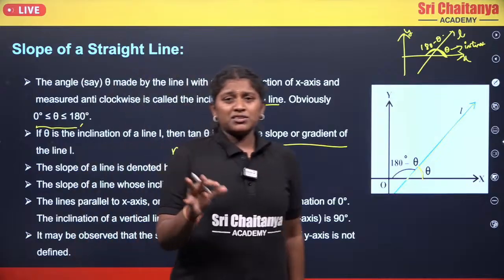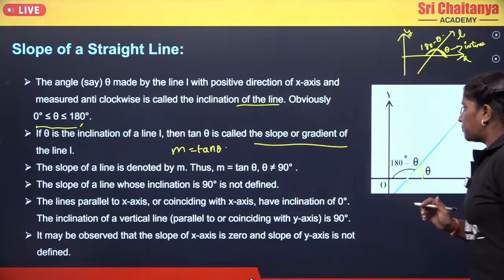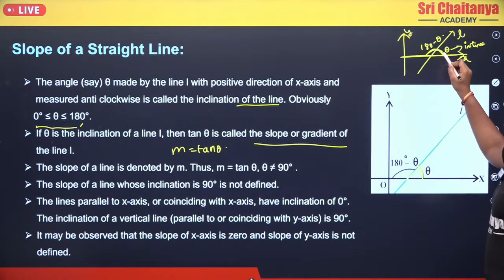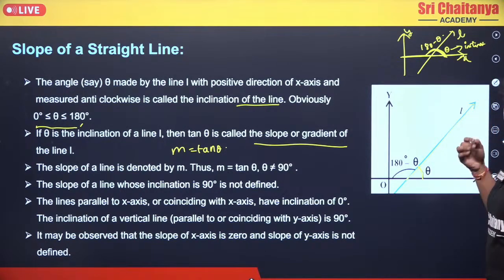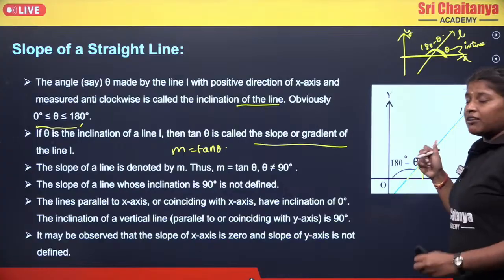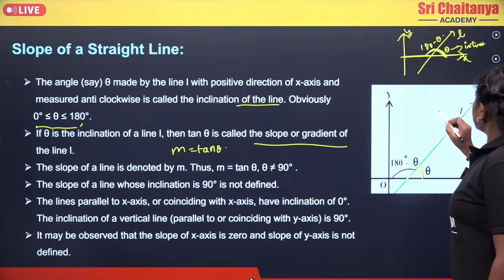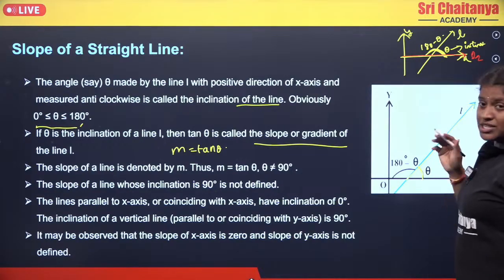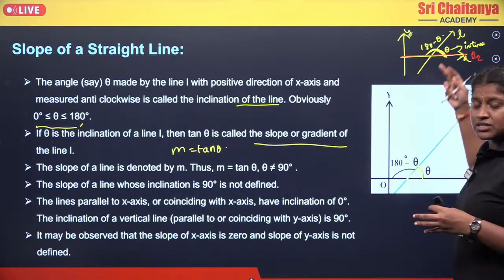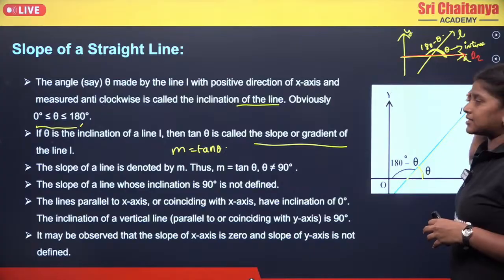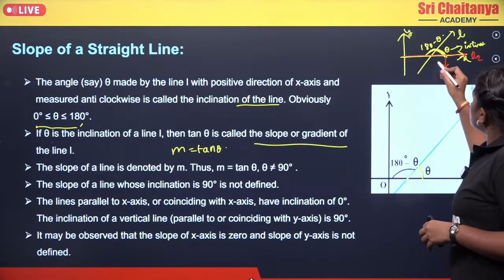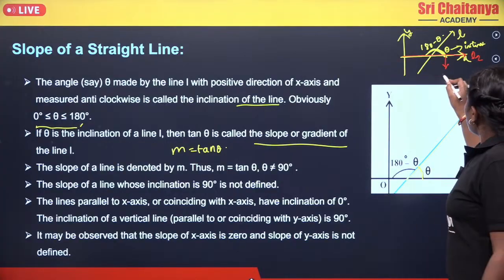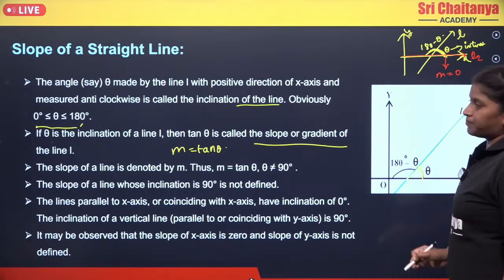Now we will observe some of the conditions with respect to the slope. Here I have a line with respect to my positive x-axis. Now, if I have a line which falls on the x-axis, consider this as L2, then what will the slope be? There will be no inclination, so the angle will be 0, and our slope also will become 0.